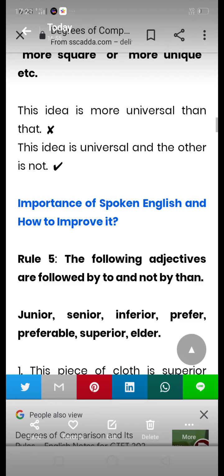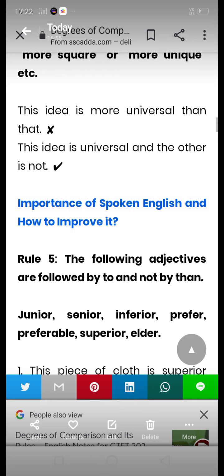Hello my dear students. Today we are going to learn degree of comparison. Yesterday we have learned about some rules of degree of comparison. Now today we are going to the next rule of the degree of comparison. Now see rule number 4.